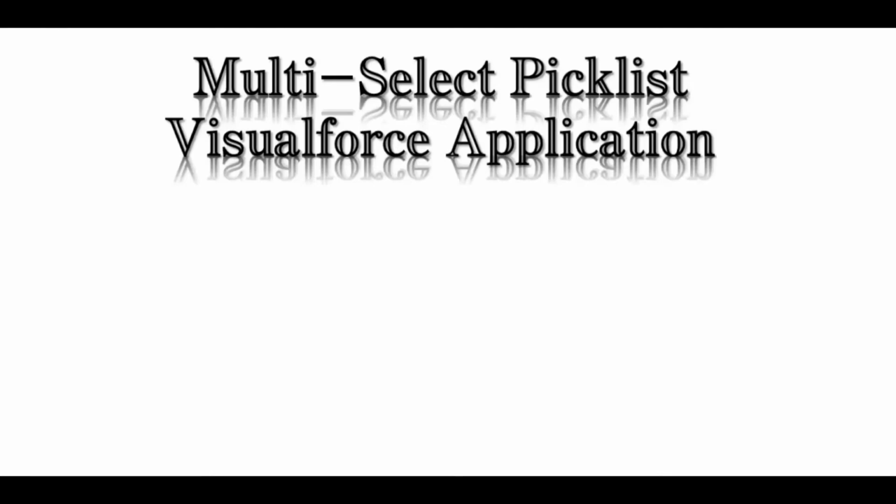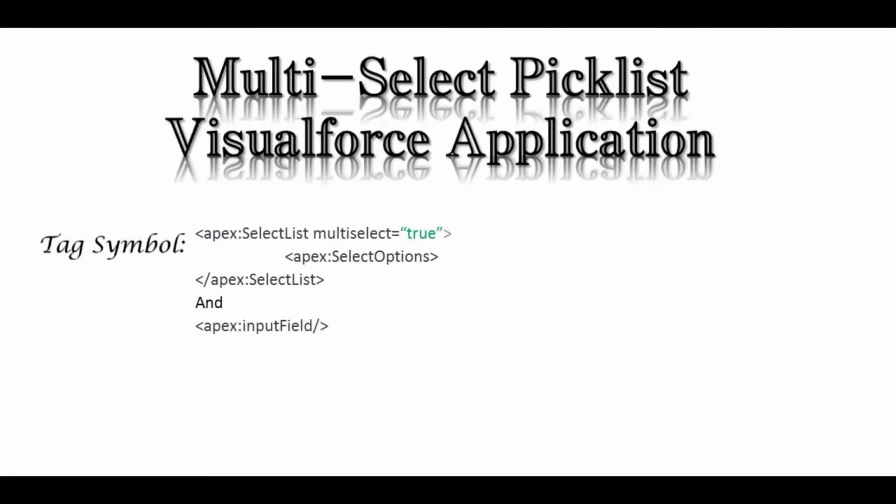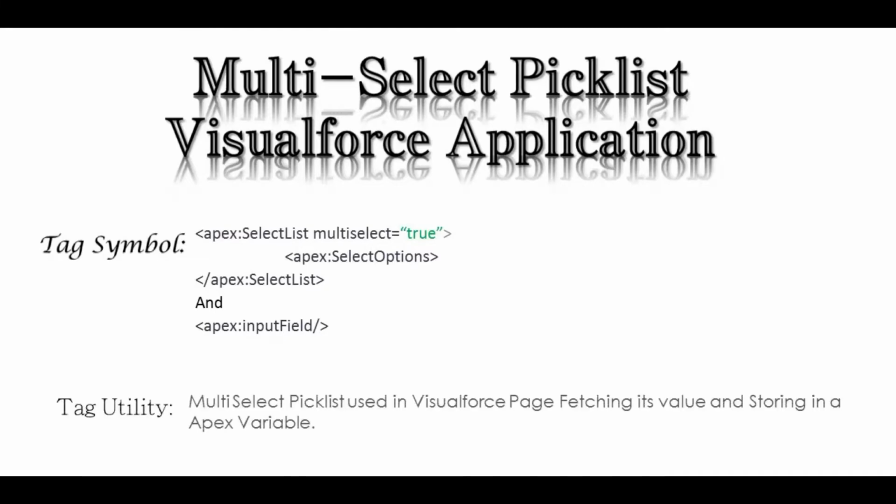Hello everyone, this video is about how to analyze different behavior of multi-select picklist, like holding value in apex variable using this multi-select picklist in Visualforce page application. So how to use this tag symbol? This is the tag symbol, and the tag utility is multi-select picklist used in Visualforce page, fetching its value and storing in apex variable. So next demonstration will be about all this which I have described.